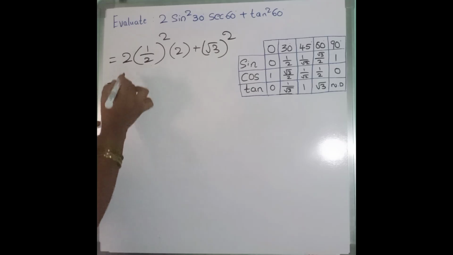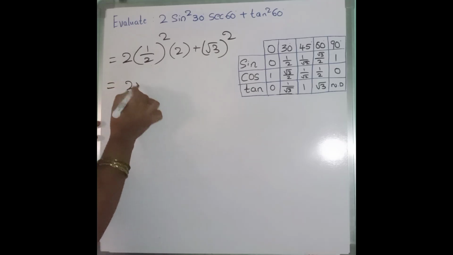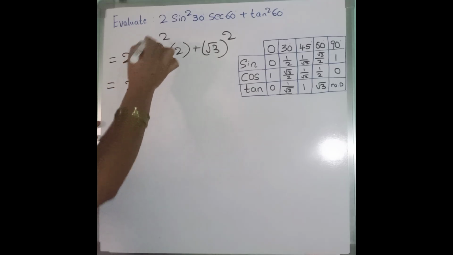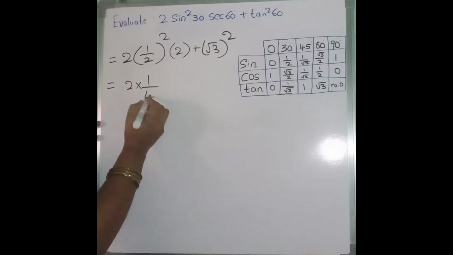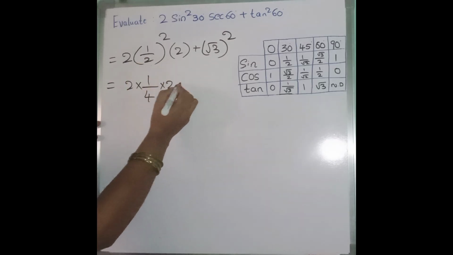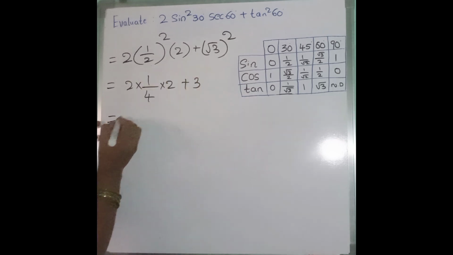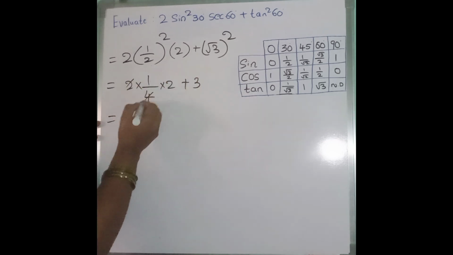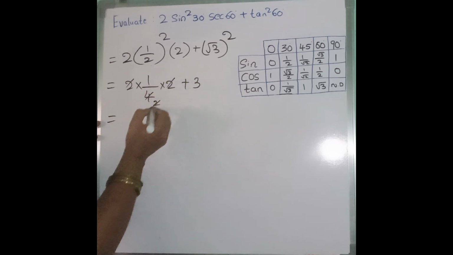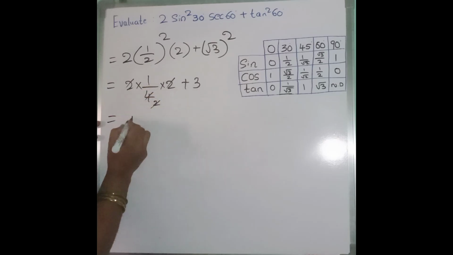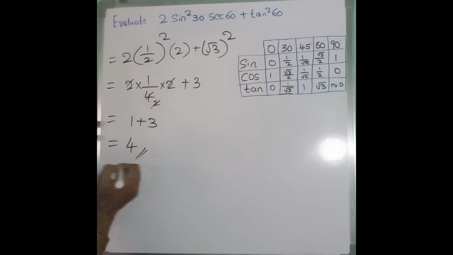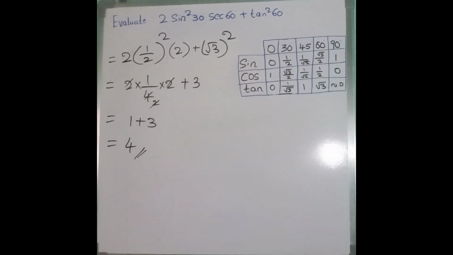In the next step, write 2 into 1 by 1 square, which is 1 divided by 2 square, is 4. Here is 2 plus root 3 whole square, which is 3. 2 ones are 2, 2 twos are 4, 2 ones are 2. All are cancelled, left here 1 plus 3. 1 plus 3 is 4. 4 is the answer. Understand students?